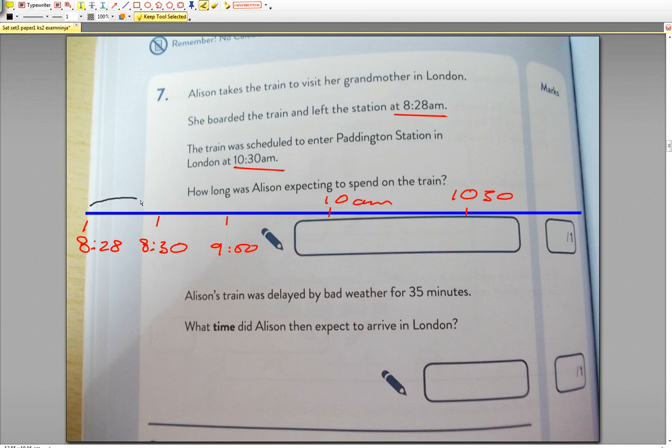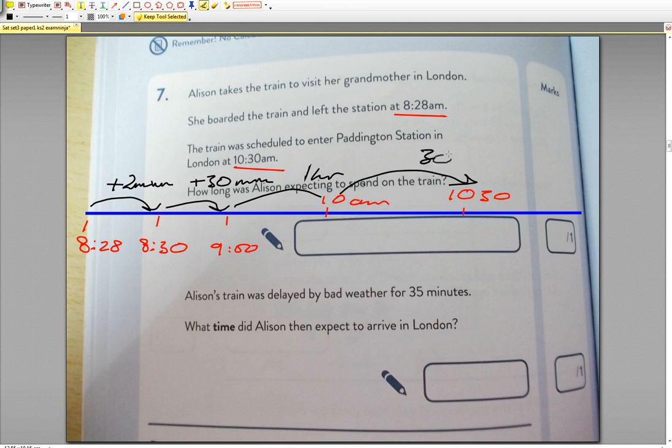So from 8:28 to 8:30, it doesn't represent 2 minutes, it just represents time. So we have a 2-minute gap. Are we happy with that first of all? Yeah. From 8:30 to 9 o'clock, we have a 30-minute gap. Is that right? Yeah. From 9 o'clock to 10 o'clock is a 1 hour gap jump. From 10 o'clock to 10:30, we have 30 minutes. That's 10:30.